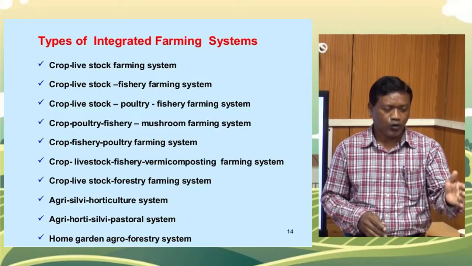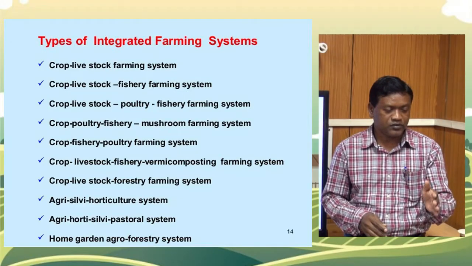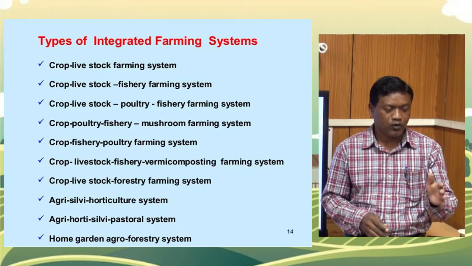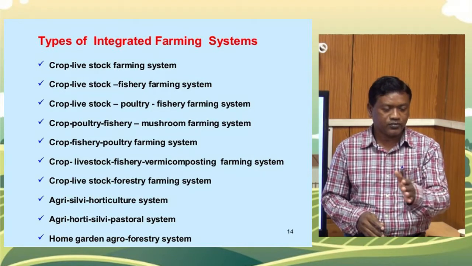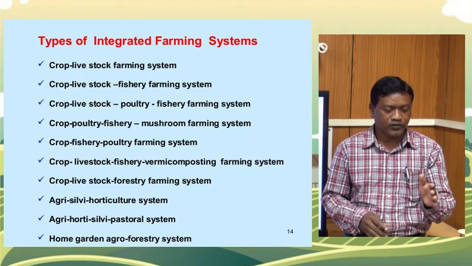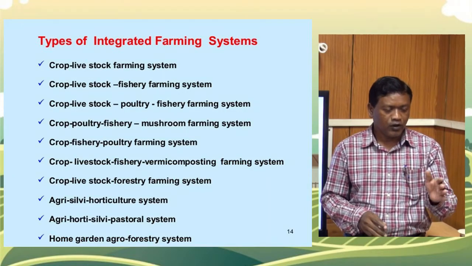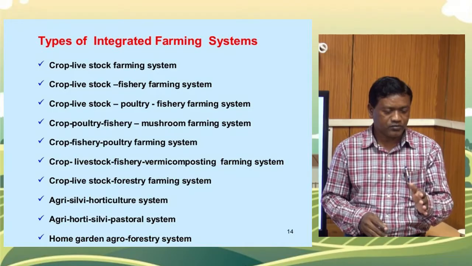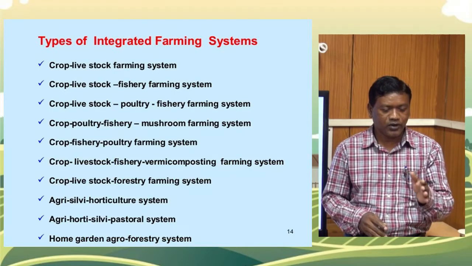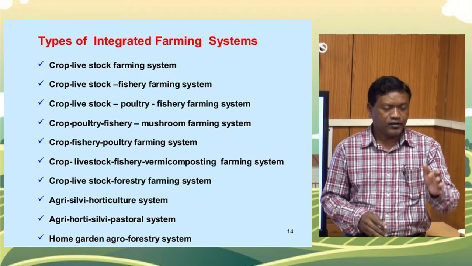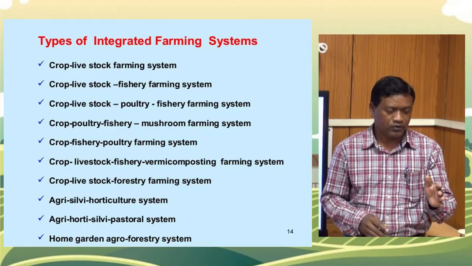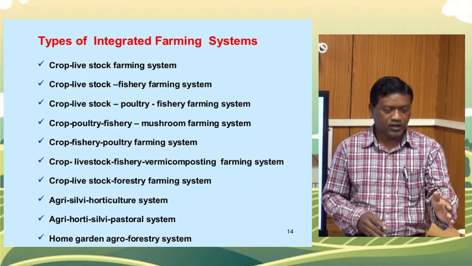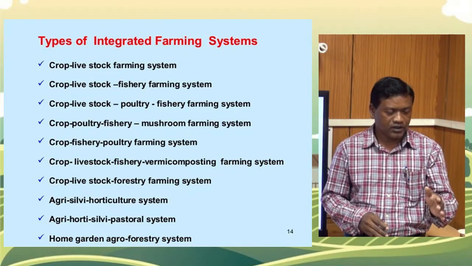These are the crop-based integrated farming systems, like crop-livestock farming system, crop-livestock-fisheries farming system, crop-livestock-poultry-fishery farming system, crop-poultry-fisheries-mushroom farming system, crop-fisheries-poultry farming system, and crop-livestock-fisheries-vermicompost farming system. All of these are based on the main crops. So these are the types of integrated farming systems.